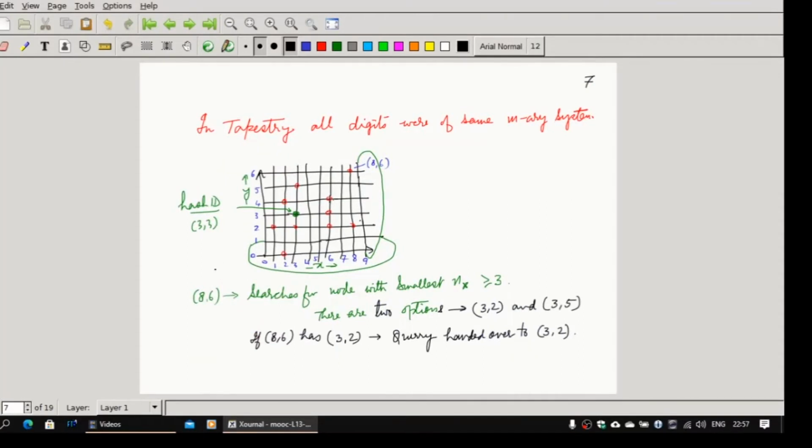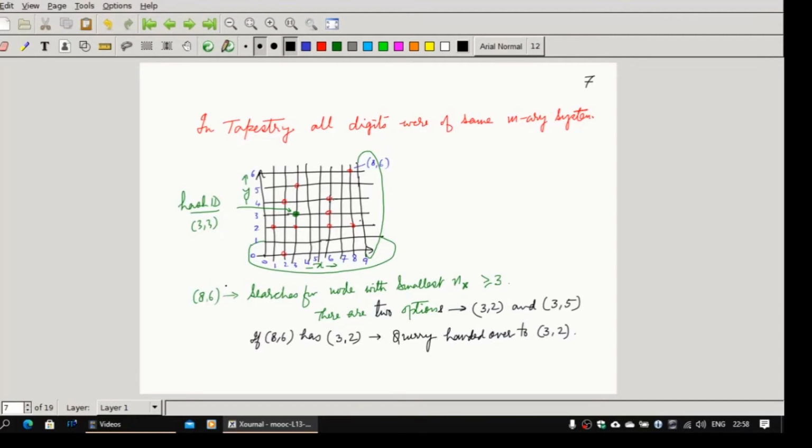Now another thing you should note here is that on the x-axis I have only 0 to 9, while on the y-axis it is 0 to 6. While in Tapestry, all digits were of the same number system, so either you are using hexadecimal or octal. But in this kind of arbitrary partitioning, I can use any modulo system for any digit. So I am using modulo 10 and modulo 7 here.